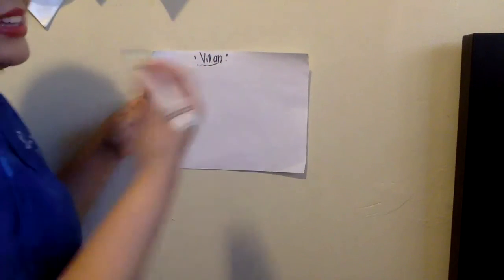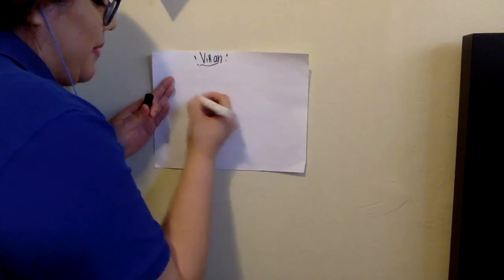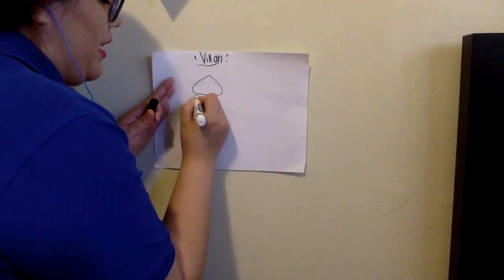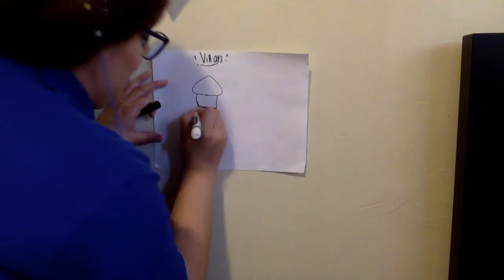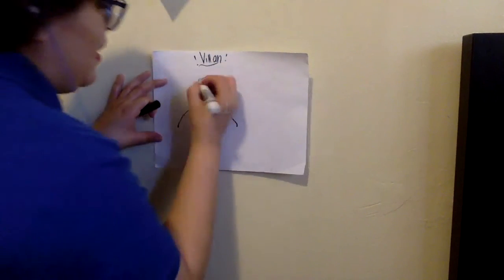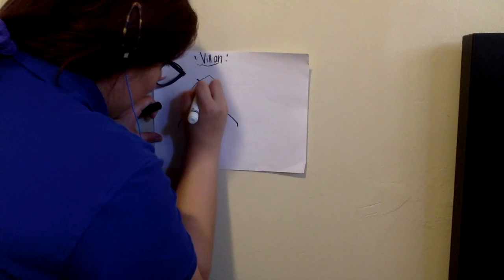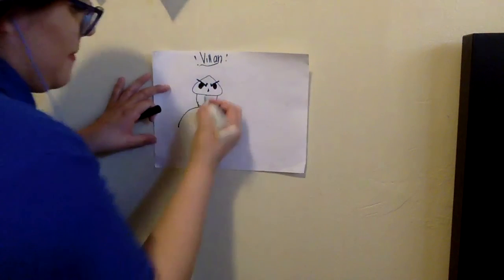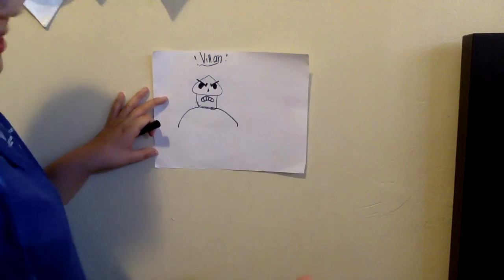So fungi is kind of like mushrooms and fuzziness. It's not going to be perfect. I'm not an artist, but we're trying together. So I know a mushroom is kind of like this. Okay, I'm going to do it like this just for now. So we're going to give him big old mean eyebrows. He's a bad guy. His mouth is going to be down here. He's angry.